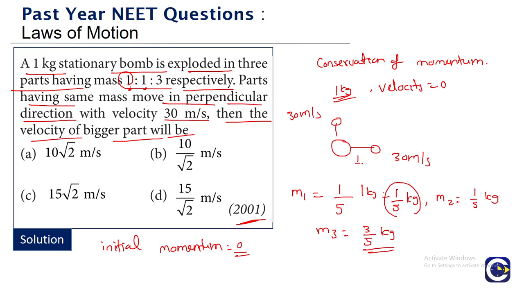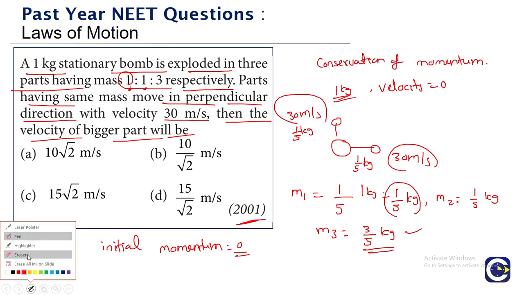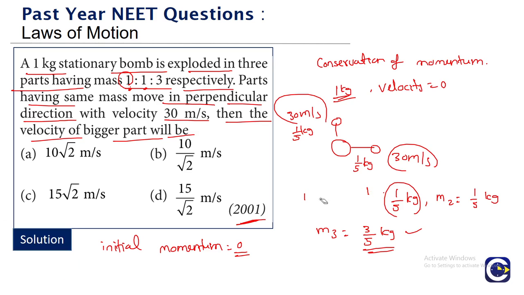So this 1/5 kg is flying like this, and another 1/5 kg is flying in the perpendicular direction, each with 30 meter per second. For the third part, we are not given the velocity. In fact, that is what we are supposed to find. So how are we going to find it? We will find it using the conservation of momentum principle. Let us see how we will use it.